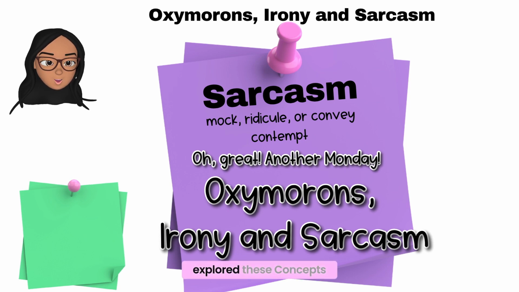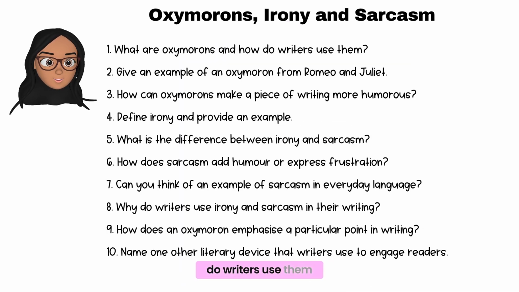Now that we have explored these concepts, let's put your knowledge to the test with some questions. 1. What are oxymorons and how do writers use them? 2. Give an example of an oxymoron from Romeo and Juliet. 3. How can oxymorons make a piece of writing more humorous? 4. Define irony and provide an example.